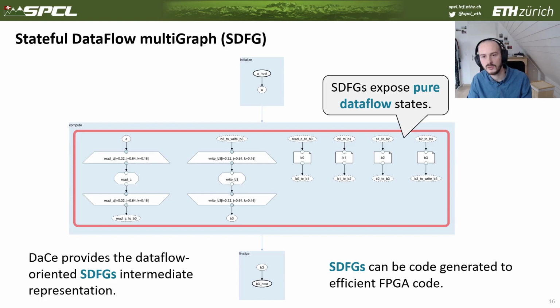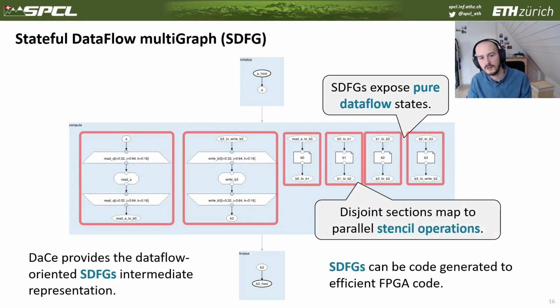So SDFGs expose these pure dataflow states where everything inside only operates via dataflow. And we can also map these sections to parallel stencil operations. So components within this graph, within these dataflow sections, will be compiled to distinct processing elements on the FPGA, so parallel modules we can use to achieve this pipeline parallelism that we want.